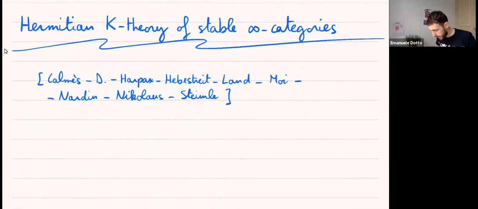This is all joint work with Calmès, Harpaz, Hebestreit, Land, Moi, Nardin, Nikolaus, and Steimle. And we are 9 people, so I'm going to refer to these as the 9, otherwise it gets too messy. Okay, so let me start with some background on Hermitian forms and on Hermitian K-theory.